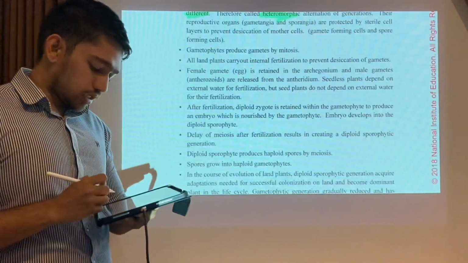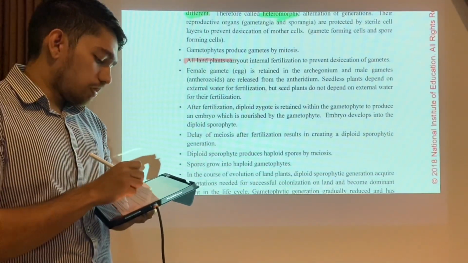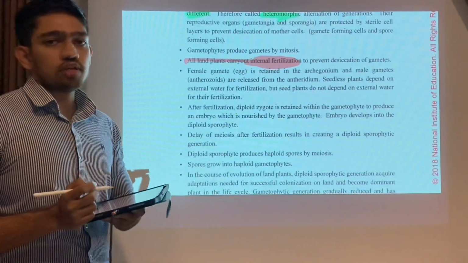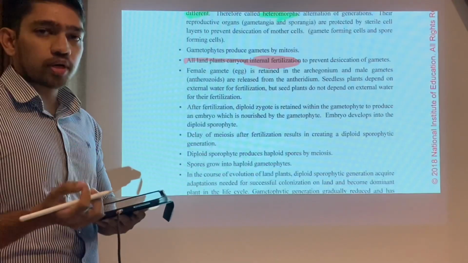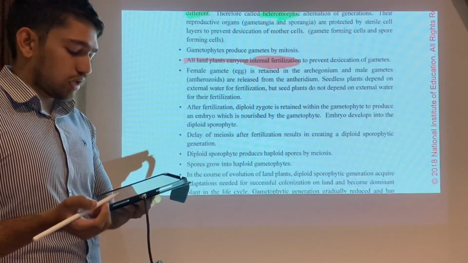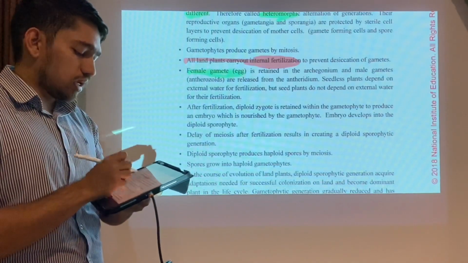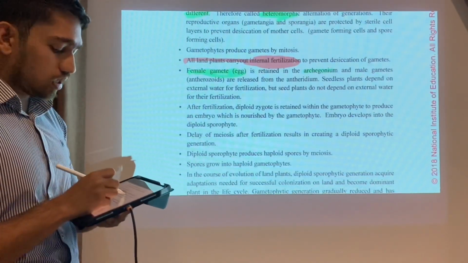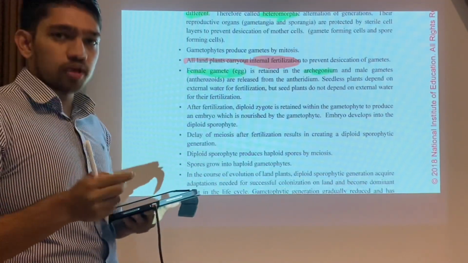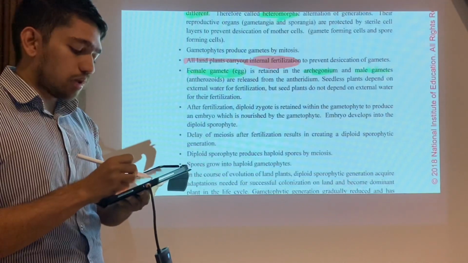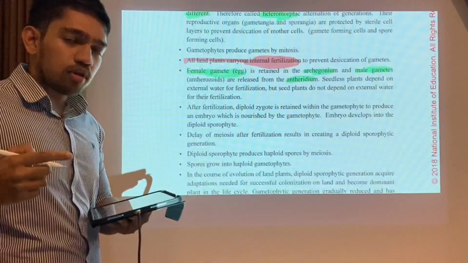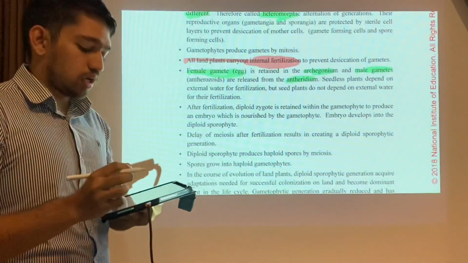Then the next key thing you have to know, all land plants carry out internal fertilization. Internal fertilization is an evolutionary trend to protect the zygote produced, right? So in order to carry out internal fertilization, always the female gamete or the egg is going to be retained in the archegonium. So if the egg is retained, the sperm has to come and find it, right? Therefore, the male gametes will be released from the antheridium, right? And they will come into the archegonium to fertilize.